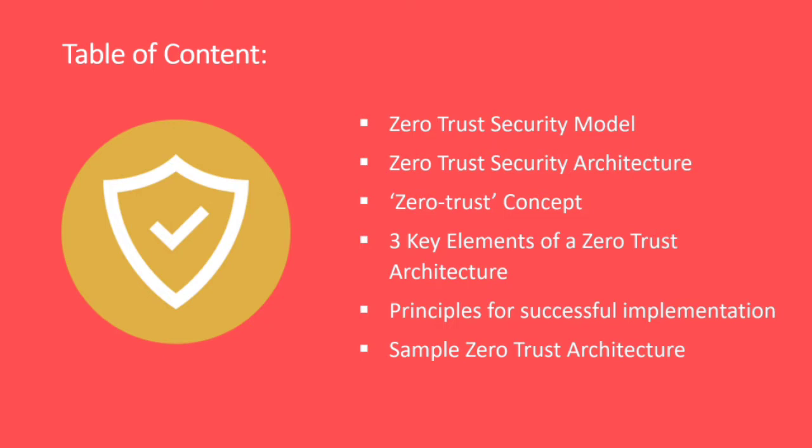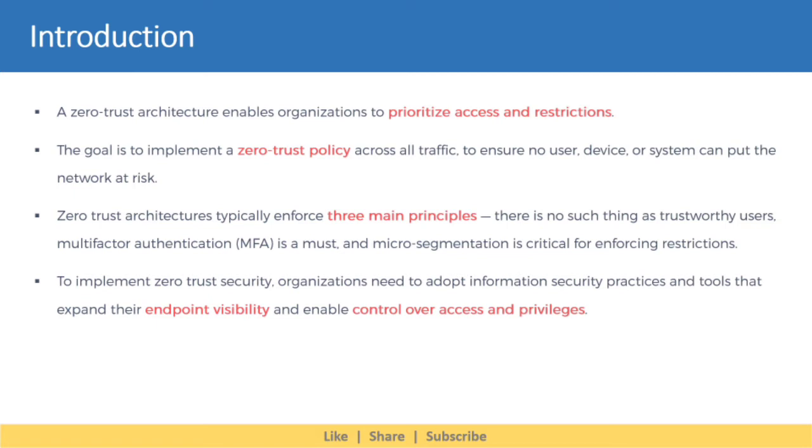Let's get started. A Zero Trust architecture enables organizations to prioritize access and restrictions. The goal is to implement a Zero Trust policy across all traffic, to ensure no user, device, or system can put the network at risk. Zero Trust architectures typically enforce three main principles: there is no such thing as trustworthy users, multi-factor authentication is a must, and microsegmentation is critical for enforcing restrictions.